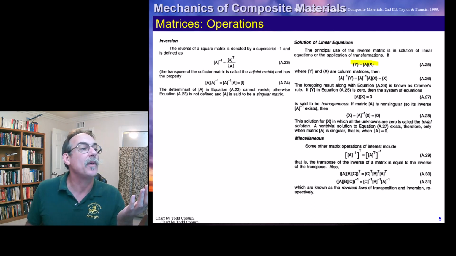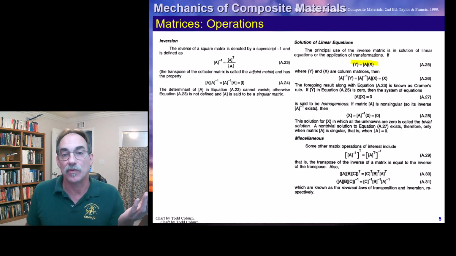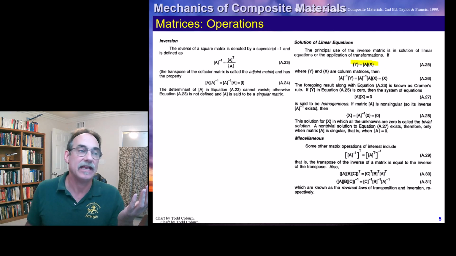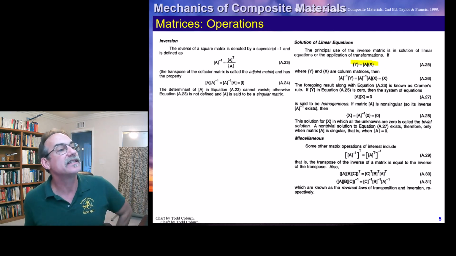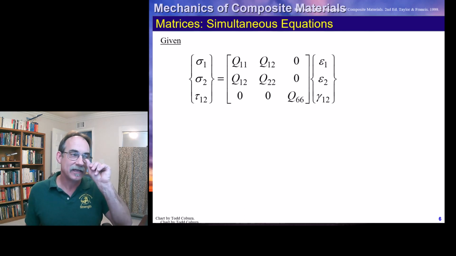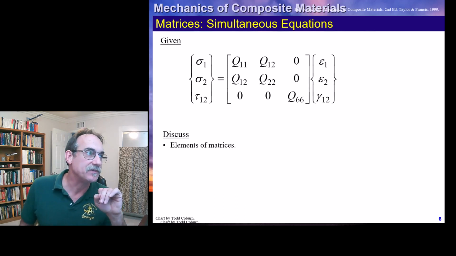If we have a system of equations, y equals a times x, where y and x are both column matrices, and a is a rectangular matrix, then we can write that by saying the inverse of a times y is equal to x, and then let our calculator solve that problem for us. Okay? So let's take a look at some of these concepts.